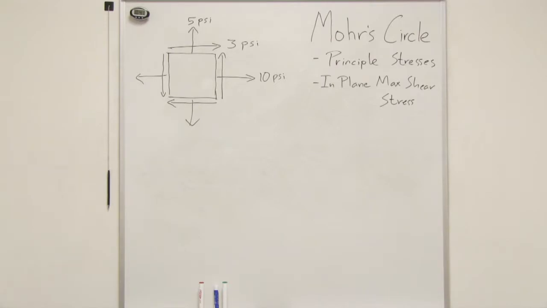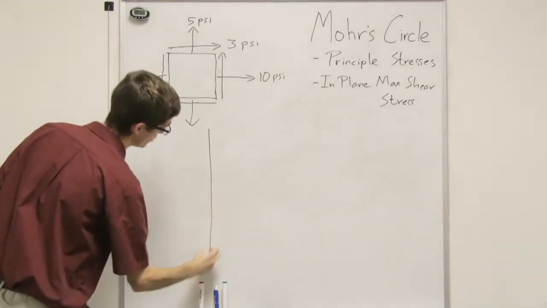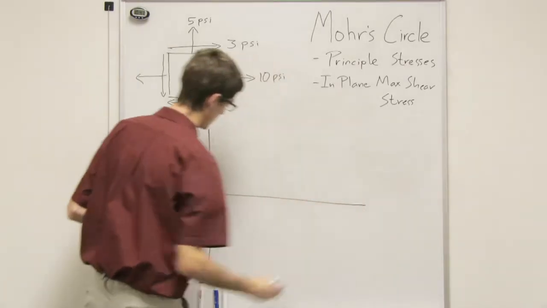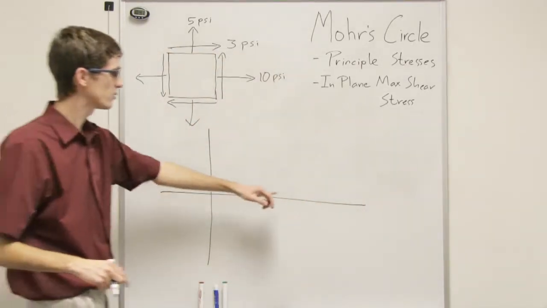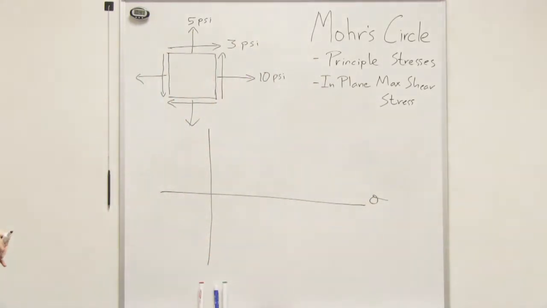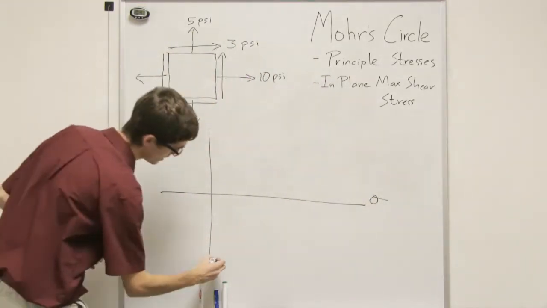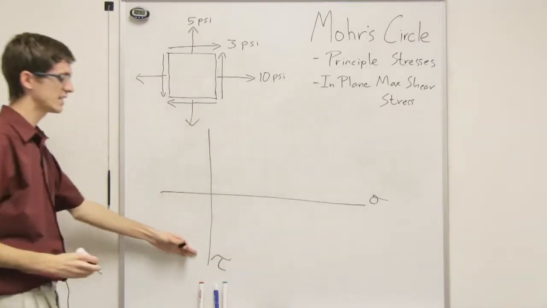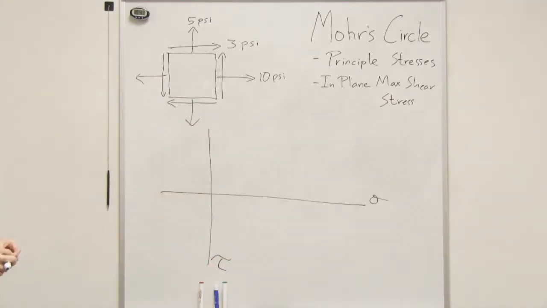If you have this stress element and you rotate it, there's a circle of stresses that will be applied, and it'll just rotate around that circle. I'll show you how that works. If you draw a graph, this axis will be your normal stress axis, and for reasons that I don't fully understand, this will be your shear stress axis, and your positive will be going down. That's just the way it is. I'm not sure why.